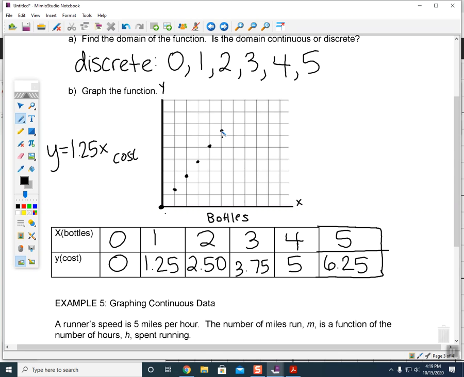Okay, this is my entire graph. I have plotted all the points that I can plot. I am not going to connect these points because it's not a continuous graph. This is a discontinuous graph.